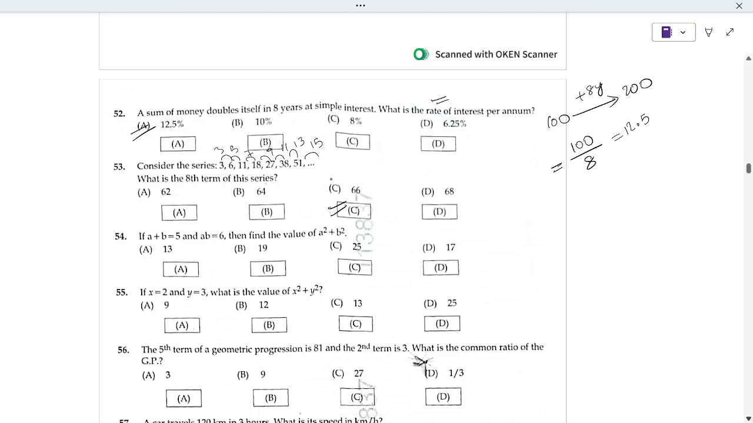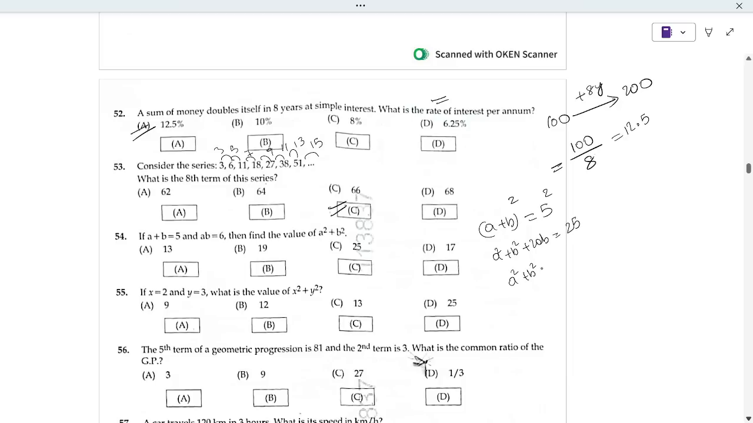That's it. A plus B is equal to 5. AB is equal to 6. They're asking us to find A square plus B square. So from here, A plus B is equal to 5. Squaring both sides, A square plus B square plus 2AB is equal to 25. So A square plus B square.